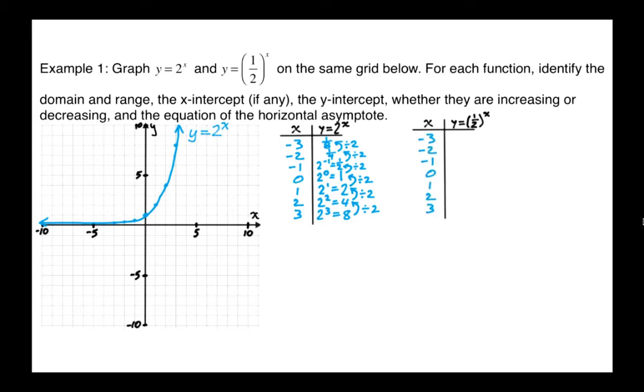So now let's do a table of values for y equals a half to the x. So I'm going to start with the same set of x values and calculate the y's. So I'm going to start with a half to the 1, which of course is a half, and a half squared would be 1/4, and a half cubed would be 1/8.